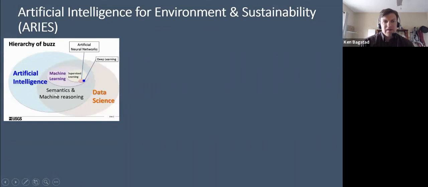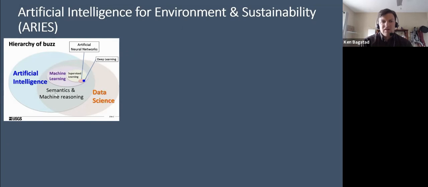Semantics means that we label data and model components in a consistent way. So if we have two data sets for elevation or land cover or two hydrologic models, they'll carry the same labeling system, and that way a computer knows that they are equivalent and they could be reused potentially.